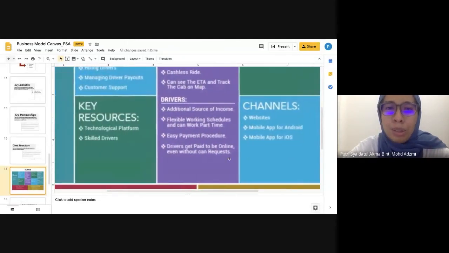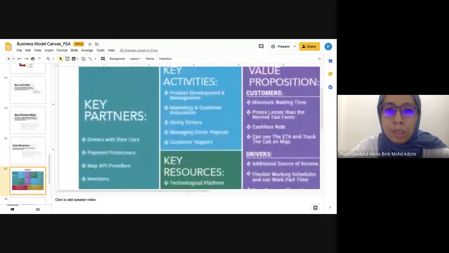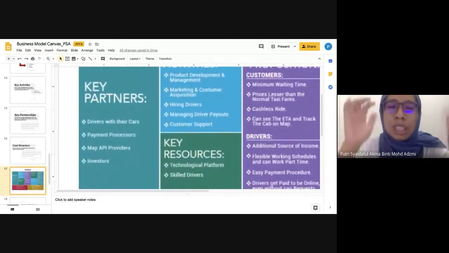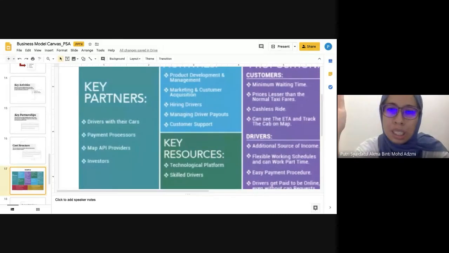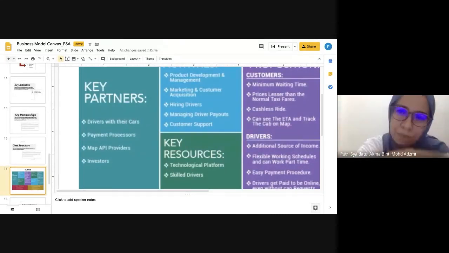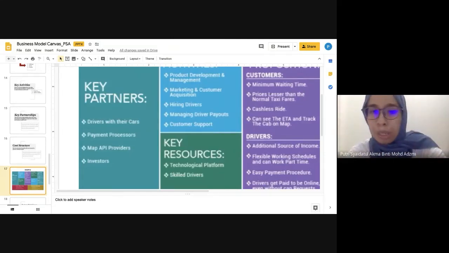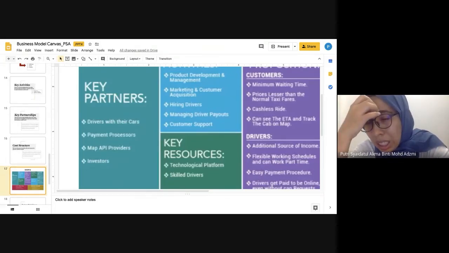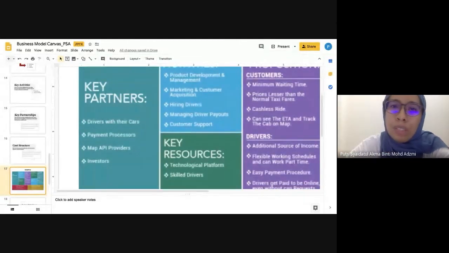Then we go straight to key partners. So the moment you have that in mind, then you start thinking, who are your partners? You have your drivers with their cars. You have to have their payment gateway, your processors. You have to have map API providers for your platform. Of course, you need your investors. If you think, okay, I need a huge sum of money for this, then you need your investors.